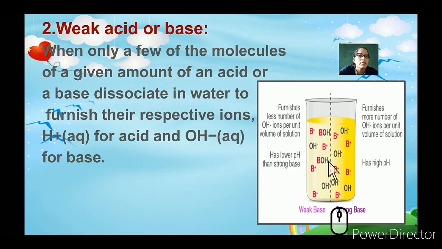Here in the figure we can see that OH minus represents hydroxide ions and B plus represents the base. You can see that there are very few hydroxide ions with respect to the solution for a weak base, and the pH is also lower than the strong base. It's just the opposite for the strong base, where you can see that the solution has more hydroxide ions per volume and a high pH compared with the weak base.